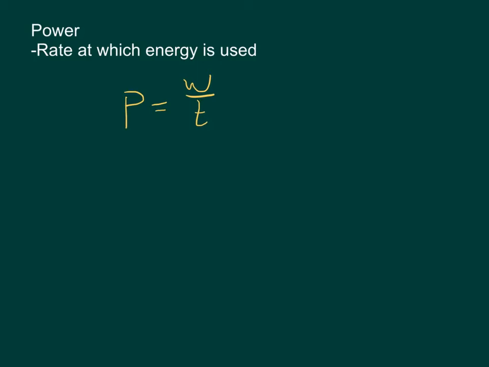The unit for power is watts, which is abbreviated with a capital W. Now, watts is equal to, if we look at our equation, work was in joules, time in seconds. So a watt is a joule per second.